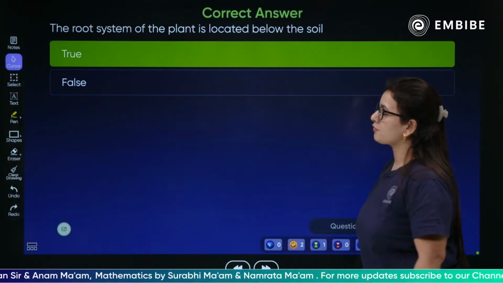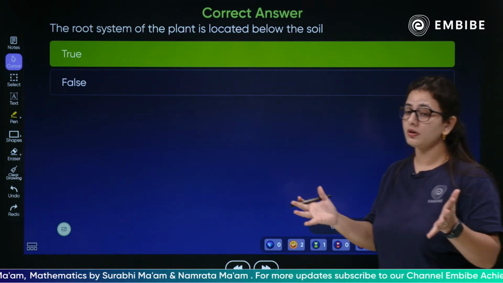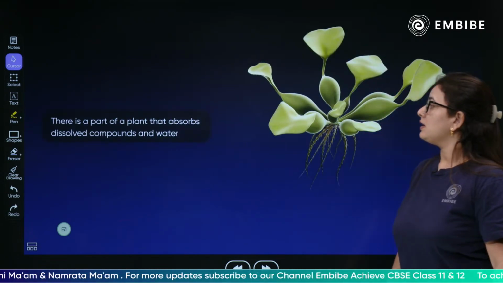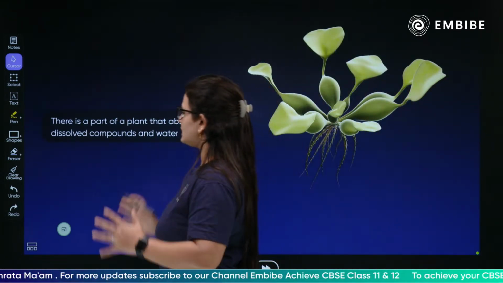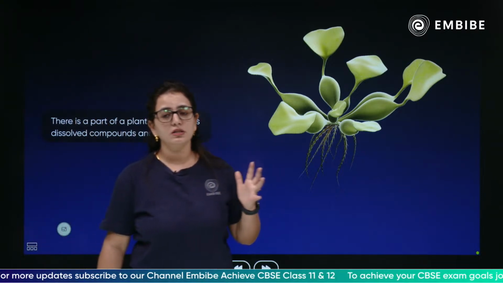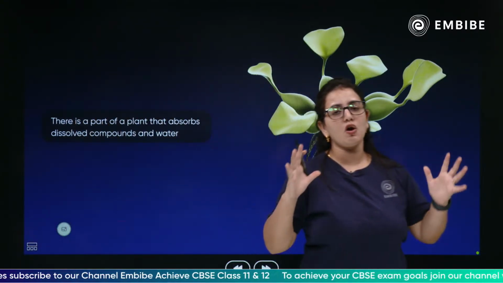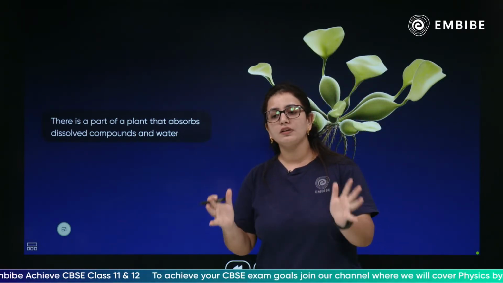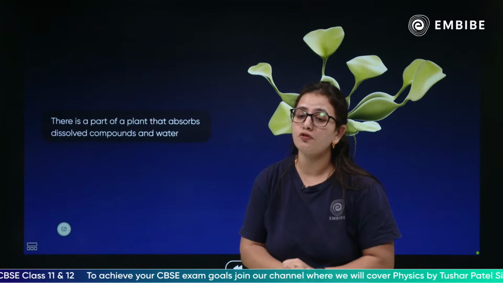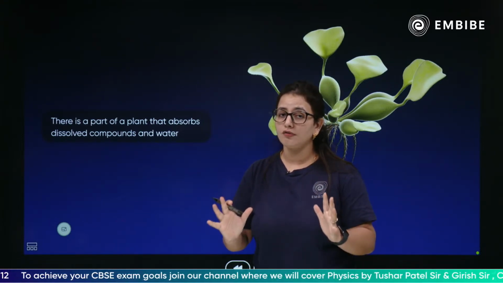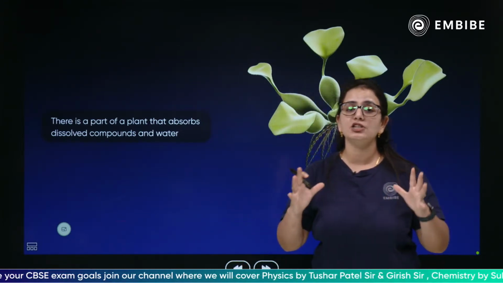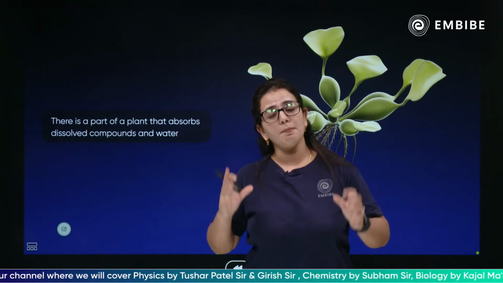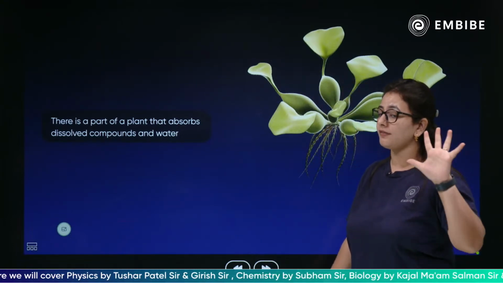Yes, the correct answer is of course true. The part of the root which is located below the soil is called the root system. Next, children, these are the parts of plants that absorb dissolved compounds and, of course, water. The major function of the root is to absorb the dissolved compounds, minerals and water from the soil. Yes, the major function of the root is only that, to absorb the essential nutrients from the soil, the water and the important compounds. That's the function of the roots and we know that.